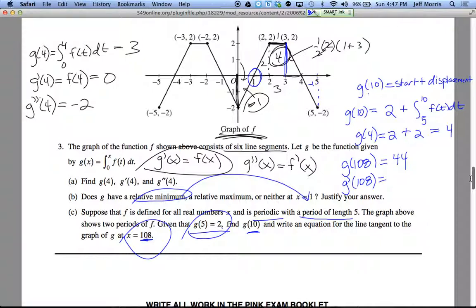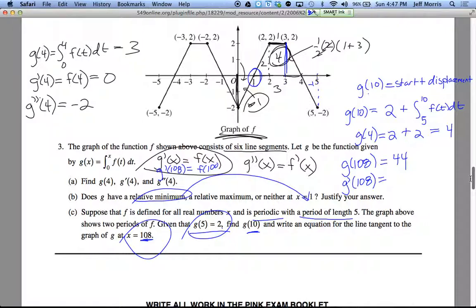Now, G prime of 108 is a little bit tricky, but again, it's periodic. If you know it's periodic, this is actually easier. It's going to repeat how many times? 21 times, and it'll be where? At 108, at 3. Now, G prime of 108, you don't want slope, is really F of 108.